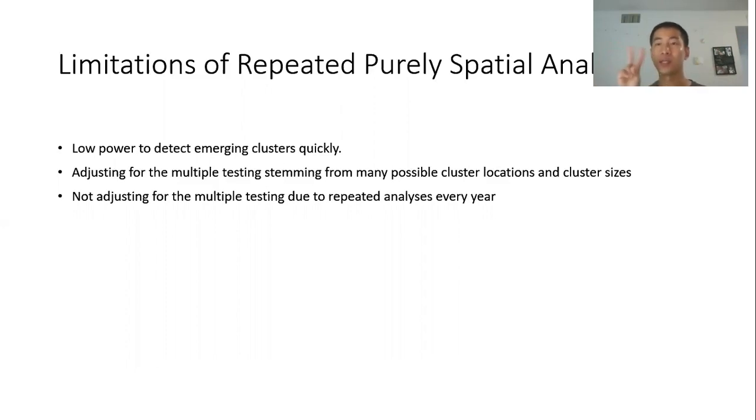The second weakness is that while we are adjusting for multiple testing stemming from many possible cluster locations or cluster sizes, we're not adjusting for the multiple testing due to the repeated analysis every year. For example, if you look at the 15 analyses done in table 1, some of them are significant. However, others are not, making it difficult to interpret the result.